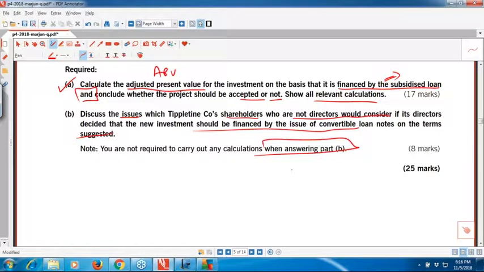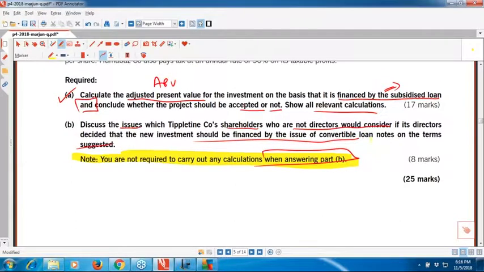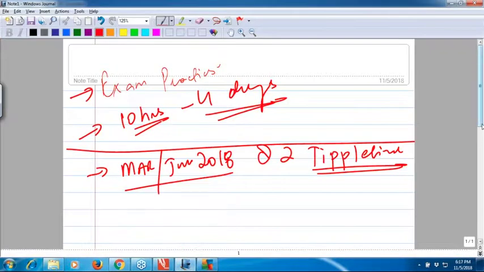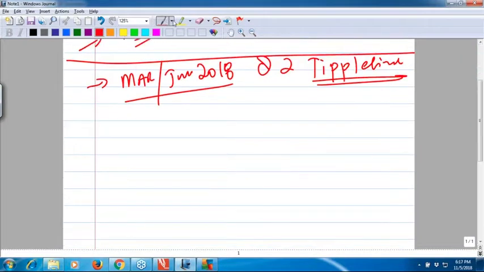Now, this is very important. The instructions that the examiner gives in addition to the normal question, you do need to follow them. You need to ensure that you follow them properly, and that you implement them while you're attempting the question. Now, let me have a quick discussion about the adjusted present value technique. So let's discuss that. How do we implement the adjusted present value as a technique?